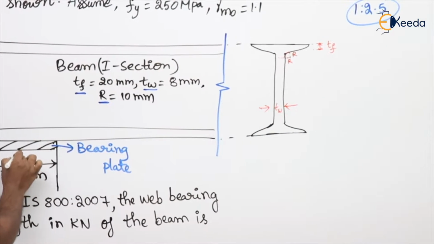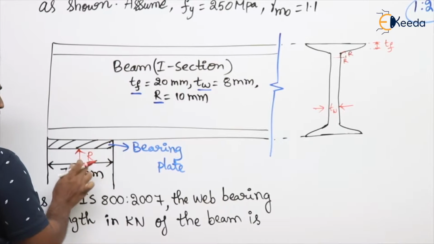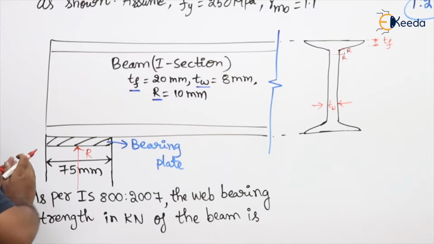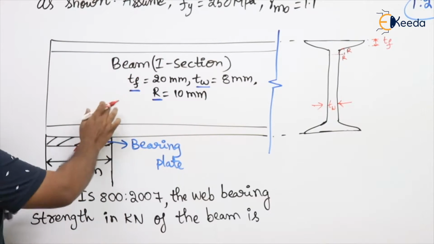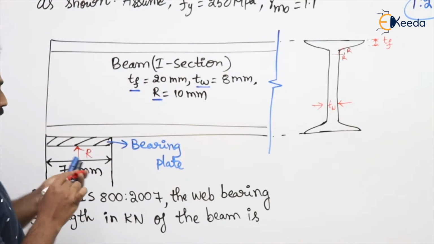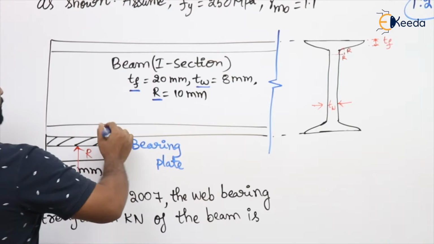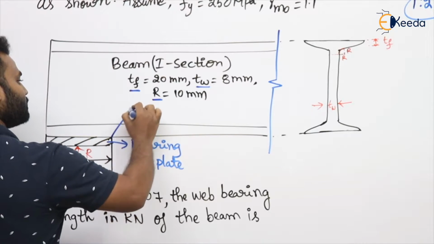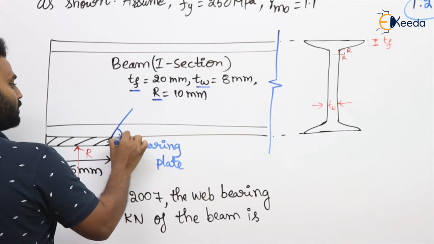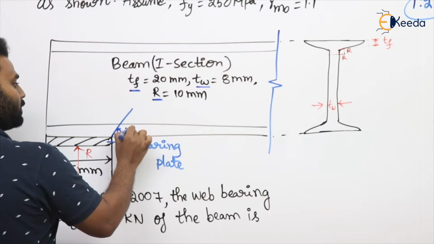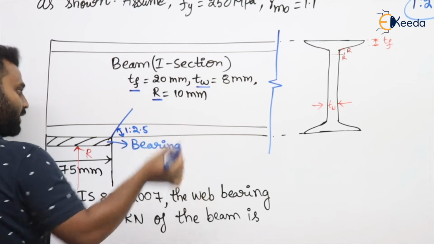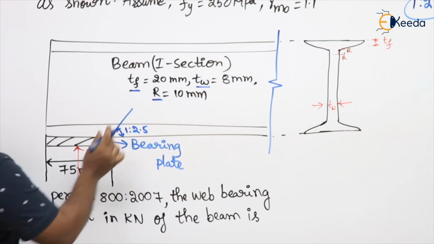Now the load dispersion I am going to show in this diagram. Here is the reaction R, and we are asked to find this R. This R is dispersed or distributed into this I section with the load ratio 1:2.5. This is how it is distributed.